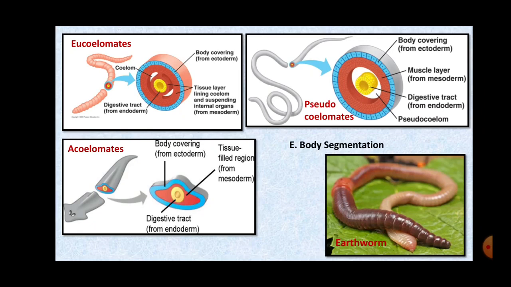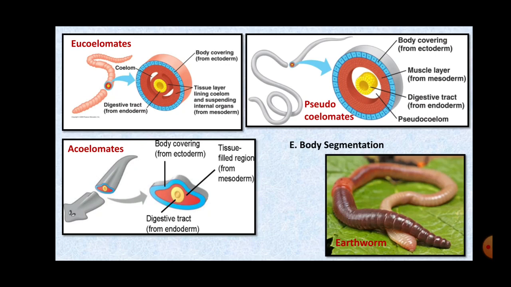See, the digestive tract, which is formed from the endoderm. I said to you that from these you will have your tissues, your organs and organ systems being developed. Body is covered by ectoderm. Ecto means the outside layer. And from mesoderm you will have the tissue layer lining your cavity. You can see the cavity as well.